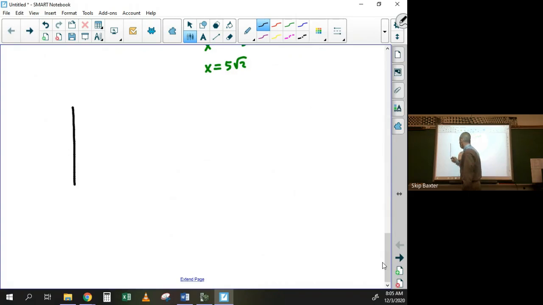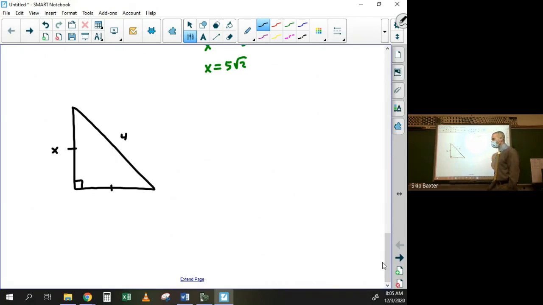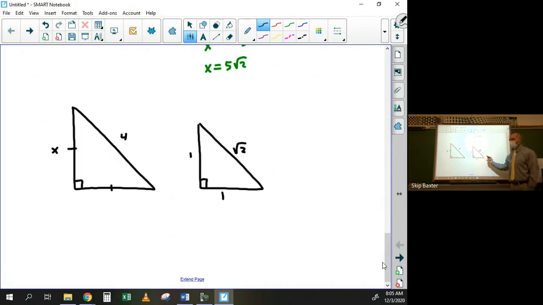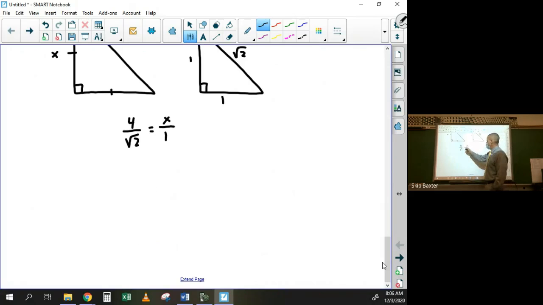In the other situation, I had an isosceles right triangle in which the hypotenuse was 4. So if I'm trying to find the length of that leg, same deal. I could just set up a proportion with this isosceles right triangle that I know the lengths of. I could just say hypotenuse over hypotenuse equals leg over leg. 4 over radical 2 equals x over 1. Now this one's actually already solved for x, right? I have x equals 4 over radical 2.